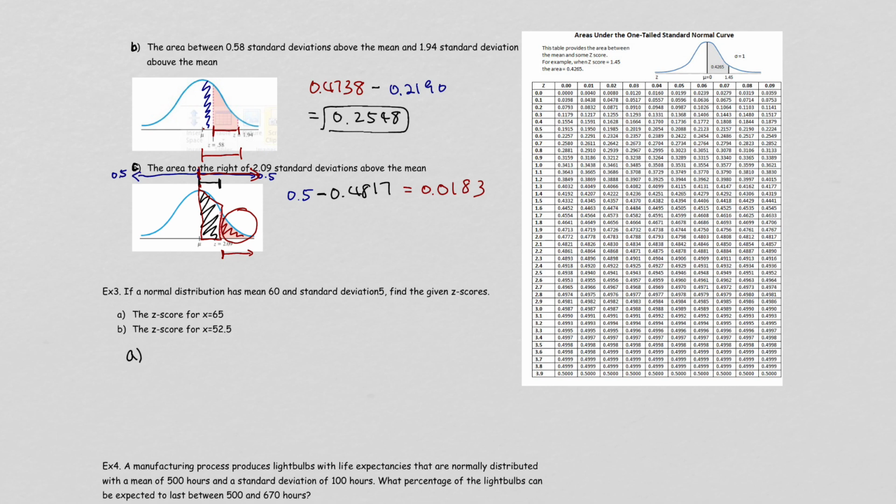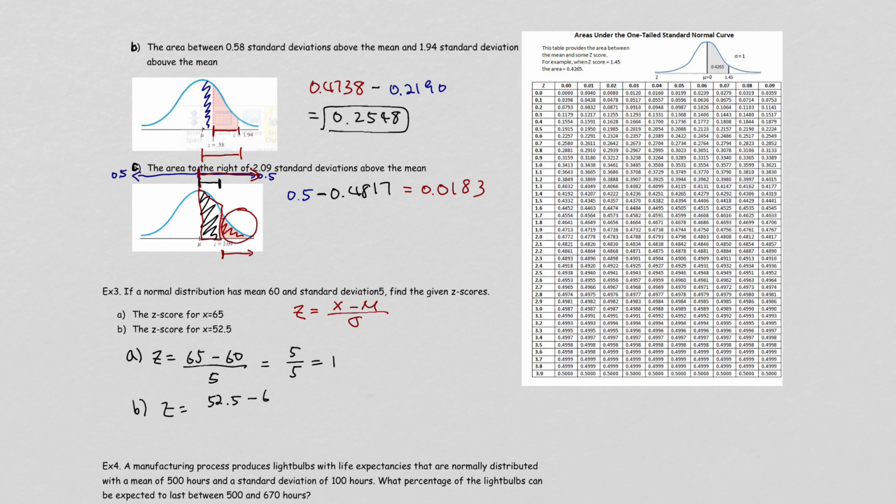In order to find the z-score, you're going to plug into the formula, which is the given value minus the mean over the standard deviation, which is 5. So again, your formula is value minus mean over standard deviation. And this is going to give you 5 over 5, which is going to be 1. What about if you have the value as 52.5?